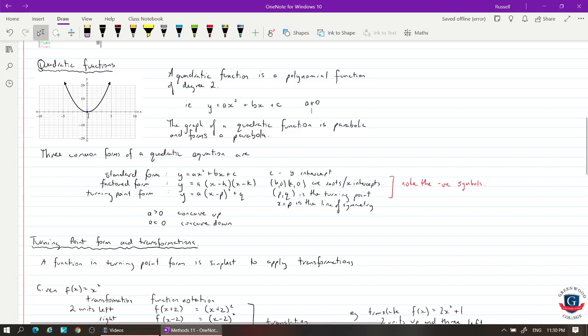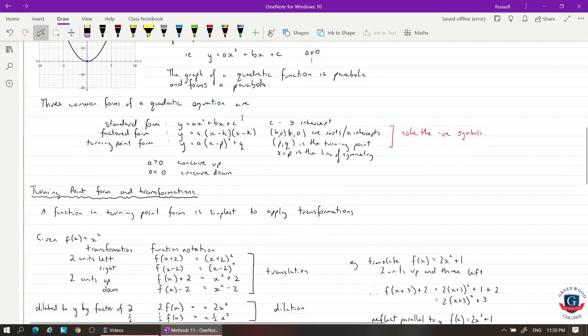This isn't a particularly good case. We'll look at a case a bit later on about it. In standard form, this c over here is the y-intercept. So this form is good for finding the y-intercept and the concavity or the nature of the function. This one is good for finding x-intercepts or roots, and you can still look at the concavity with a, and the direction of the curve. And turning point form is good for finding the turning point and the line of symmetry. We can do some of these things with the other functions, but these are the most obvious things that you can take out of each form.